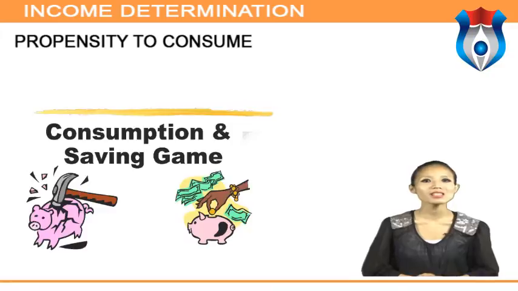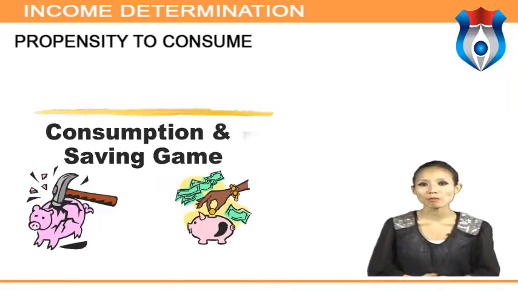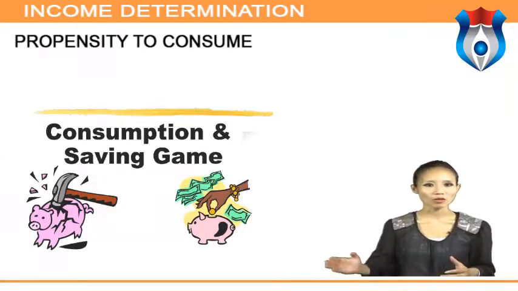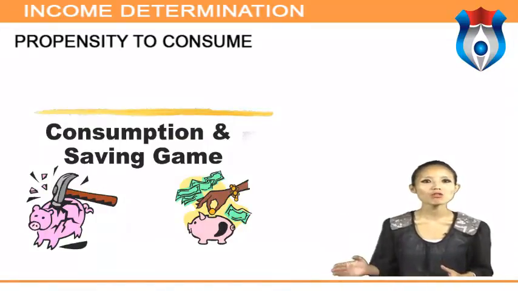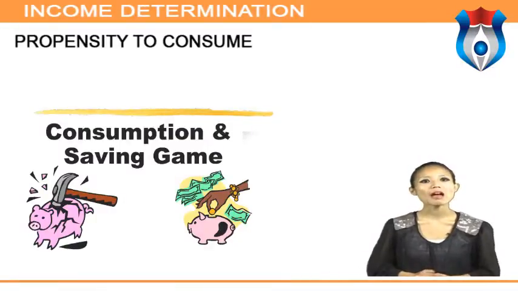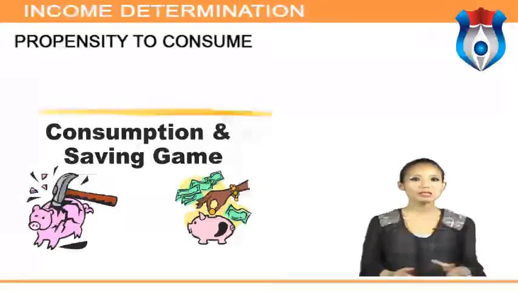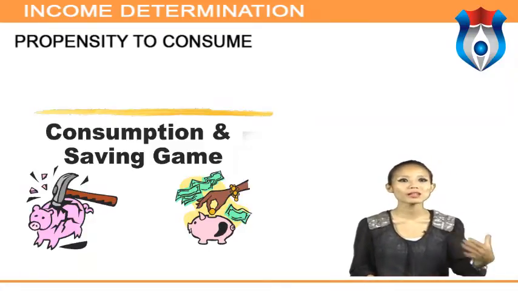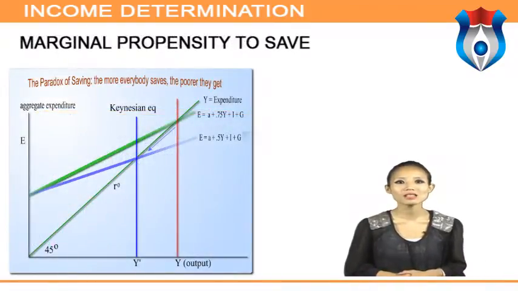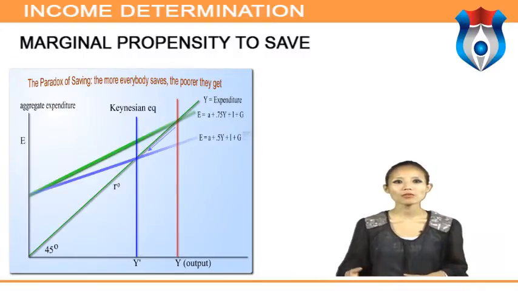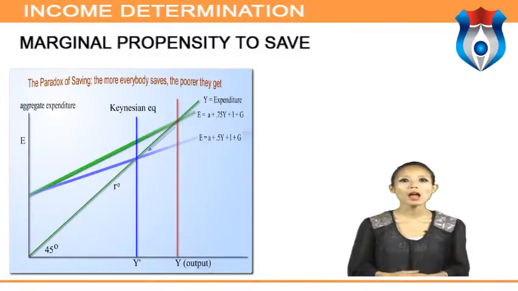The average propensity to consume is one of four related measures. The other three are average propensity to save, marginal propensity to consume, and marginal propensity to save. Average propensity to save. This is the proportion of household income that is used for saving. Marginal propensity to consume. This is the change in consumption resulting from a change in income. Abbreviated MPC, this indicates the proportion of additional household income that is used for consumption.